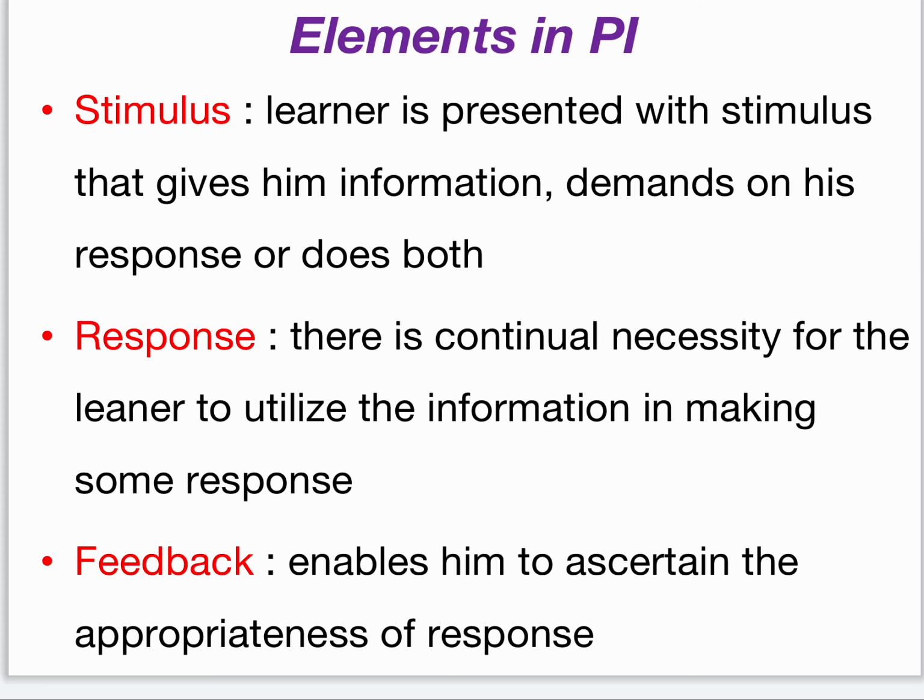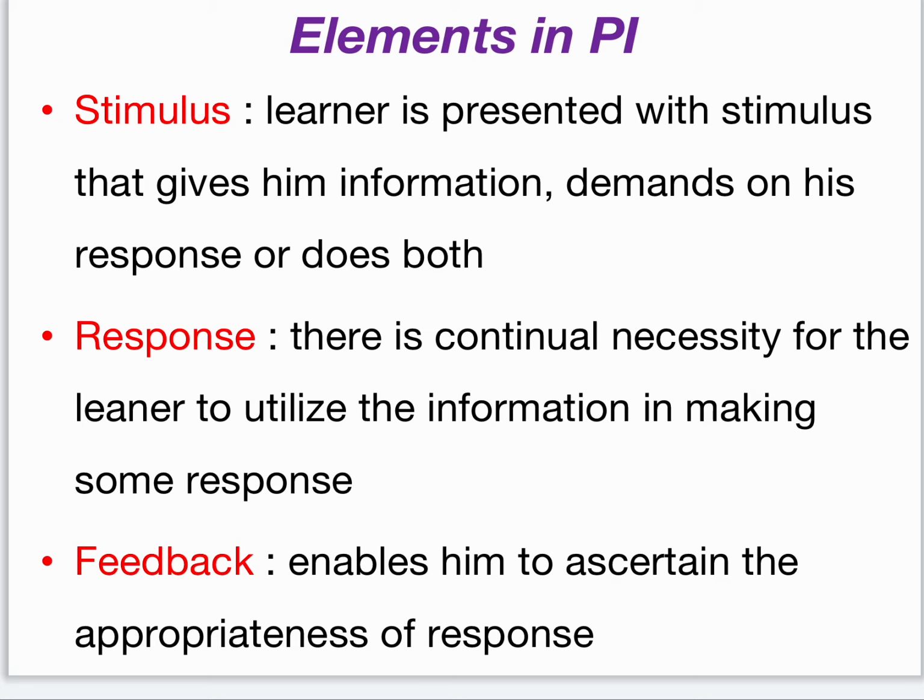Let's see the elements of programmed instruction. The different elements are: the first element, as we said earlier, is stimulus. The learner will be presented with a stimulus that gives him information and demands a response from him. So in stimulus, we will be presenting a problem or a stimulus to the student, and the student needs to respond to that particular stimulus.